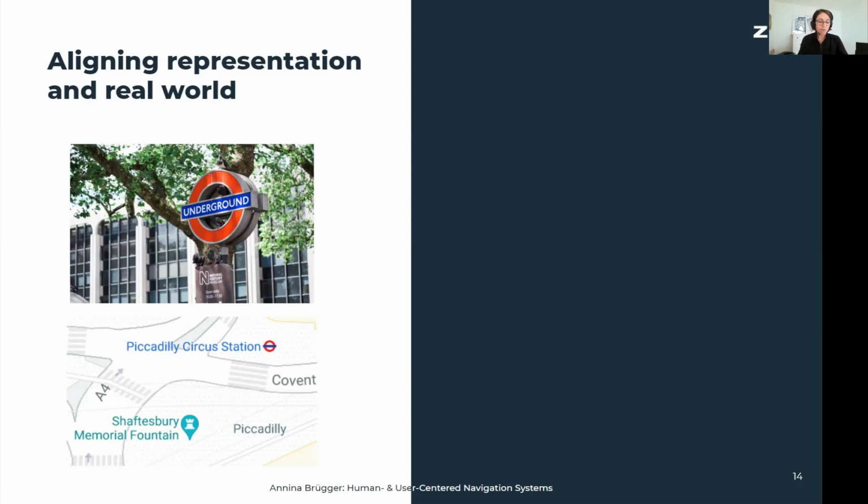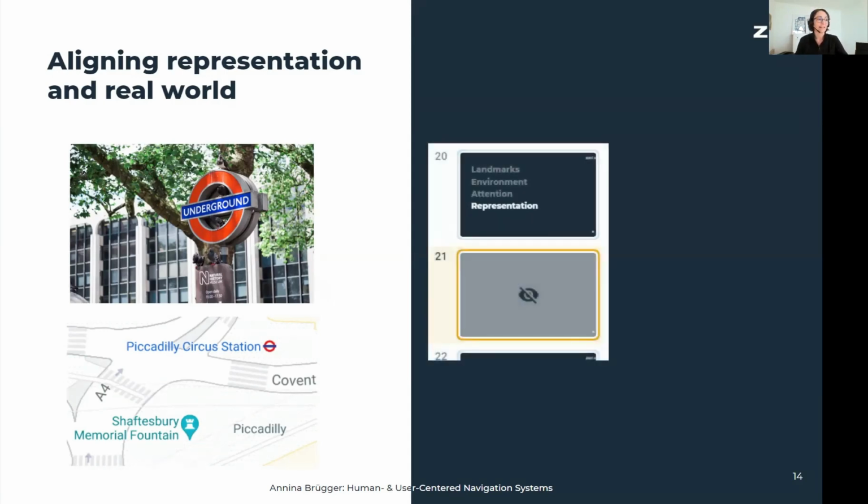A similar example is in other digital products, for example, Google Slides that is used for presentations, like this one. The first time I used this symbol here, if I don't want to show one of the slides, I learned that this symbol is an eye that is crossed.